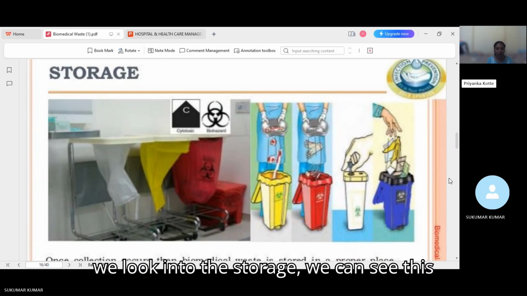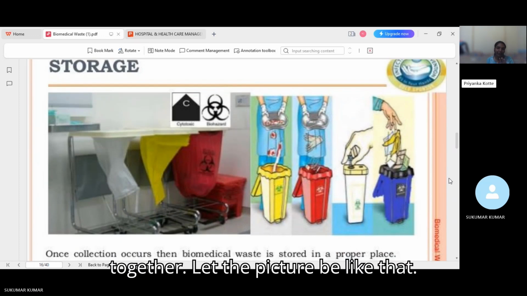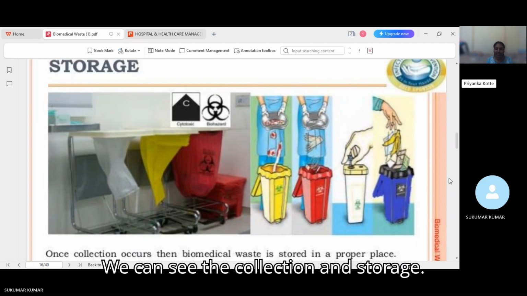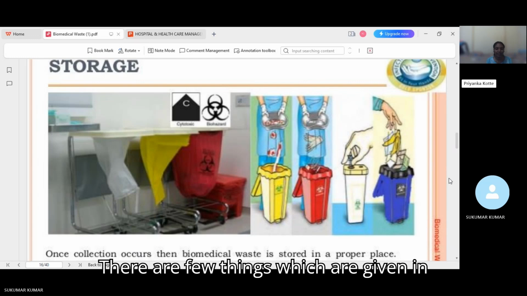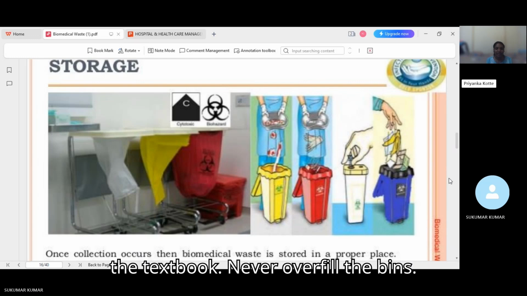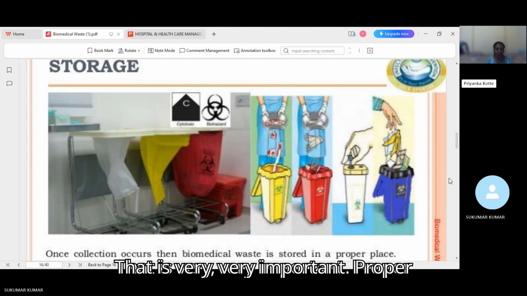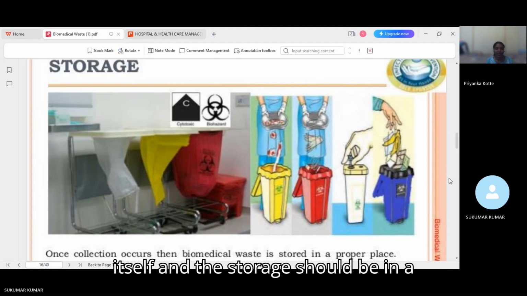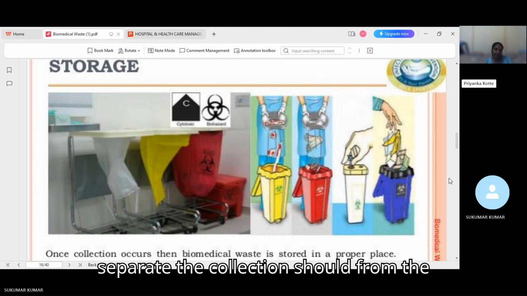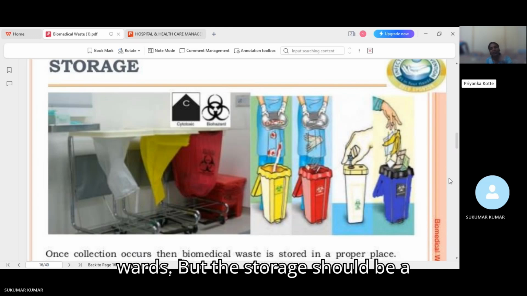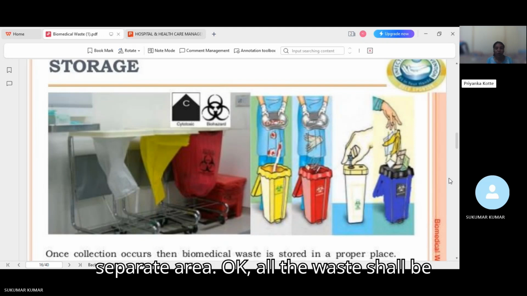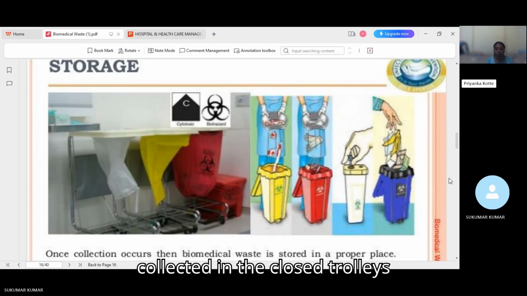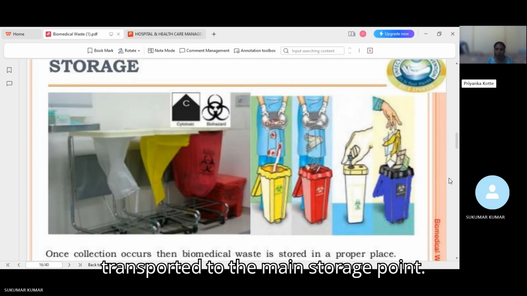Okay, so before we look into the storage, we can see this together. We can see the collection and storage. There are a few things which are given in the textbook. Never overfill the bins. That is very, very important. Proper collection should be done from the source itself, and the storage should be separate. The collection should be from the wards, but the storage should be in a separate area. All the waste shall be collected in closed trolleys and transported to the main storage point.